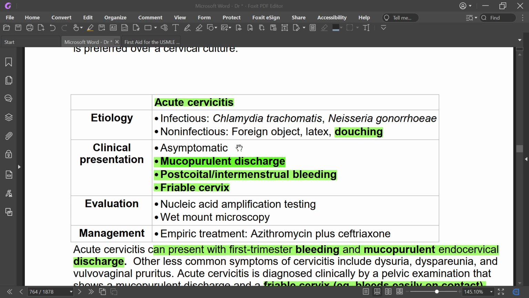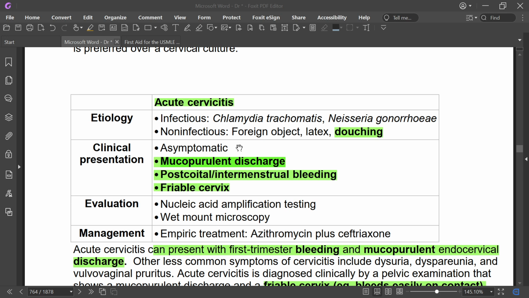Acute cervicitis. It is infectious or non-infectious. Acute cervicitis may be infectious, usually Neisseria gonorrhoeae and chlamydia, or non-infectious, maybe foreign body, latex, or douching. In here, there is mucopurulent discharge, postcoital or intermenstrual bleeding, and friable cervix. It may be asymptomatic also.